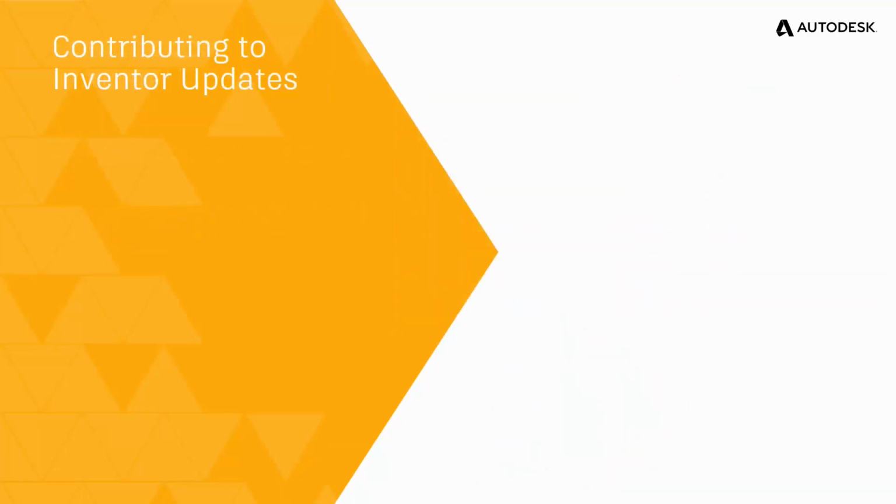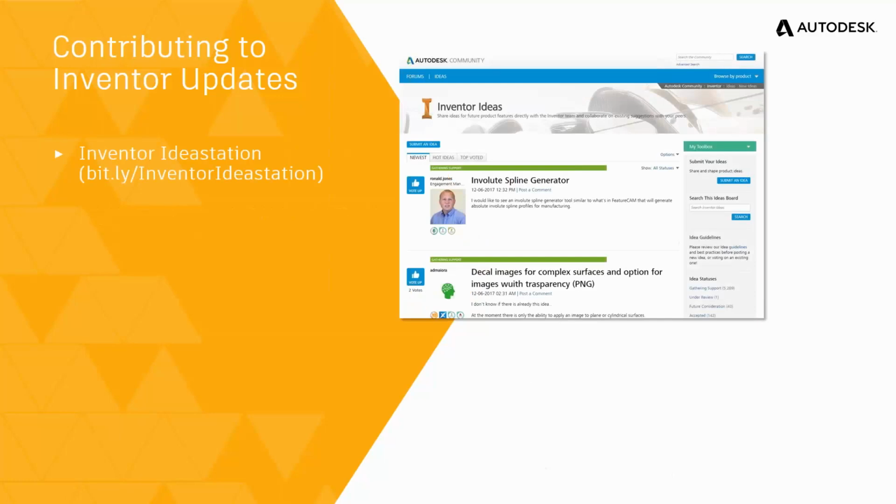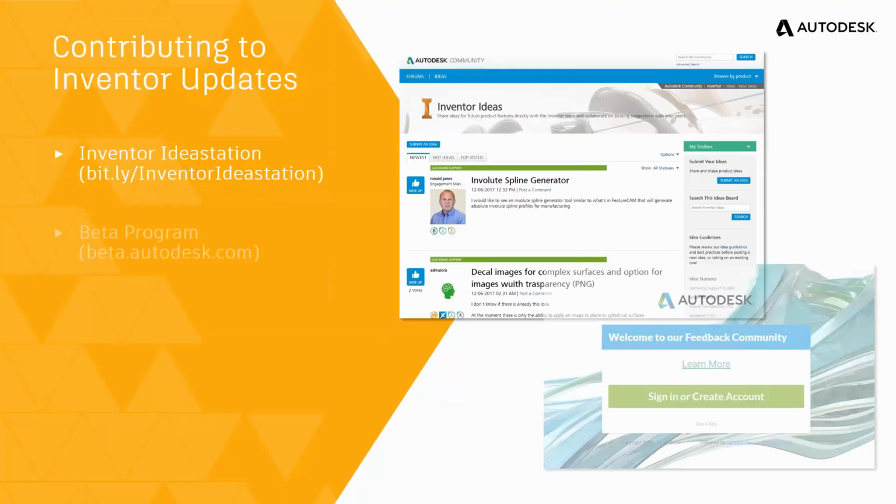How can you contribute towards Inventor Updates? The Inventor Idea Station is a great place to go. So if you've got some ideas about working with large assemblies and you'd like to provide that feedback to the development team, then go to the Inventor Idea Station and put your idea up there. Vote for other people's ideas that they've already submitted, and hopefully they'll do the same for you as well.